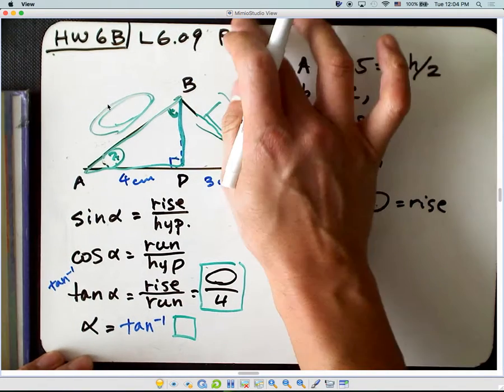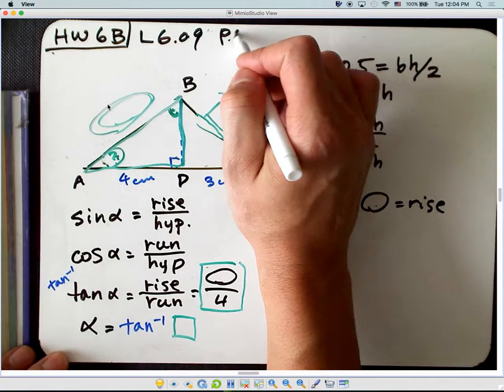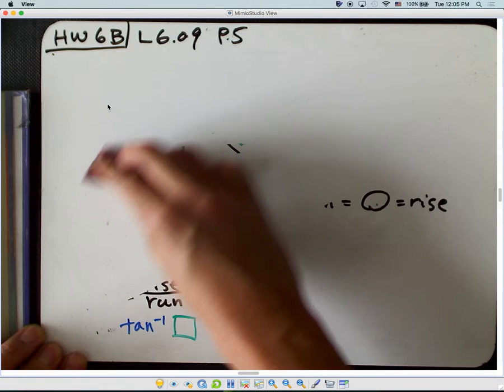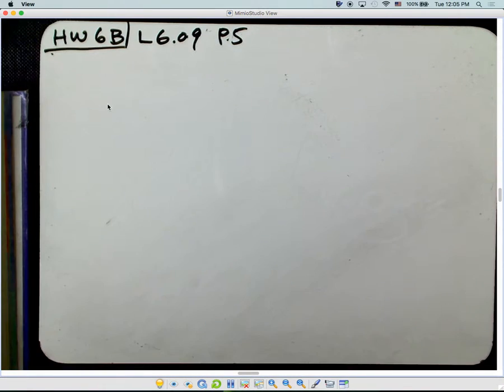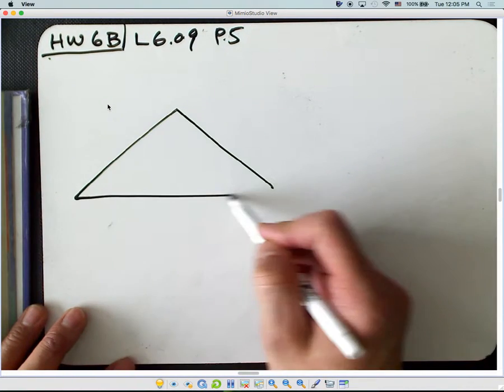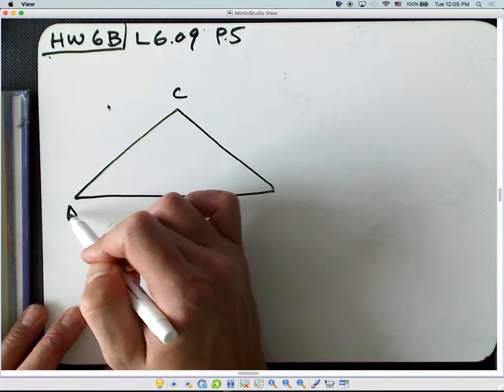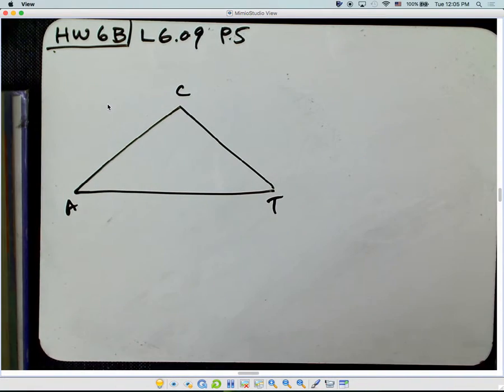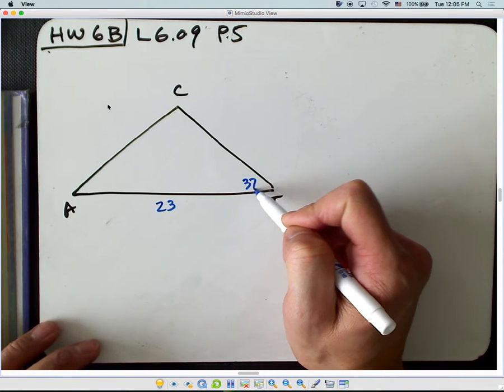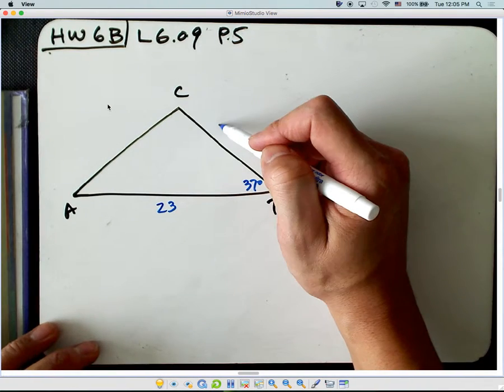6.09. Let's look at problem number 5. Let me erase this. So it says find the missing side length, angle measures, and area of triangle ACT. So we have this triangle ACT. This is not a right triangle, I guess, because it doesn't say it. What we know is A to T is 23 centimeters, angle T is 37 degrees, T to C is 14 centimeters.